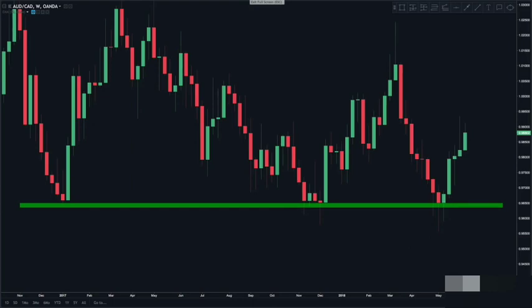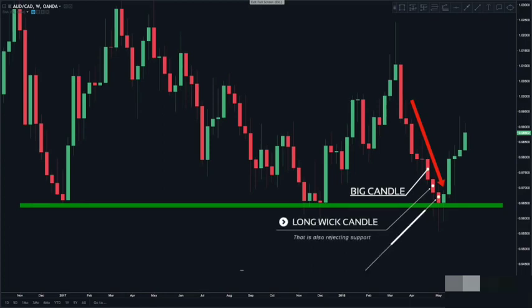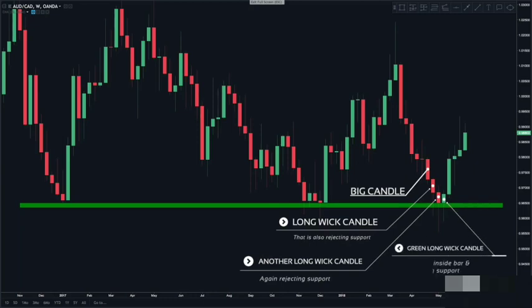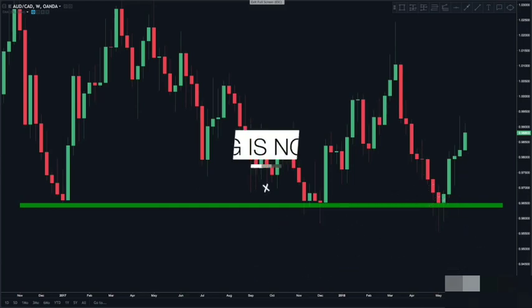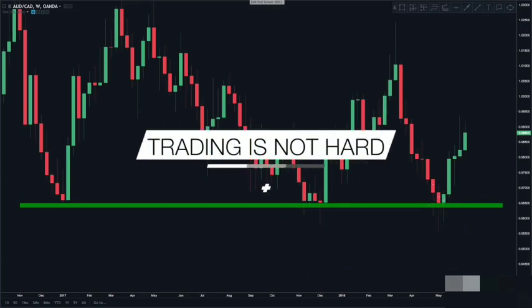This occurs again once price comes back down to this area. We have a big candle and then a smaller long wick candle rejecting support, another perfect long wick candle rejecting support, and then a perfect green inside bar long wick candle rejecting support, and then price reverses upwards. Trading should not be hard if you know what you are looking for. Let's do one more example.